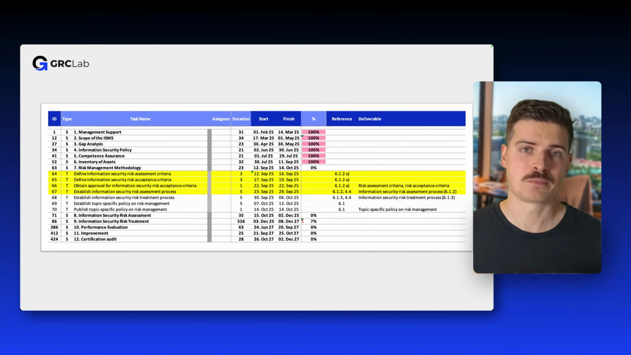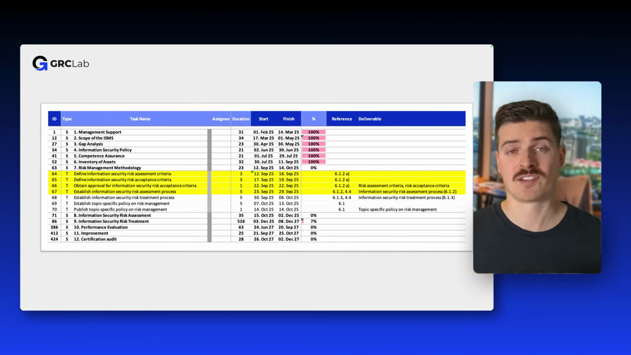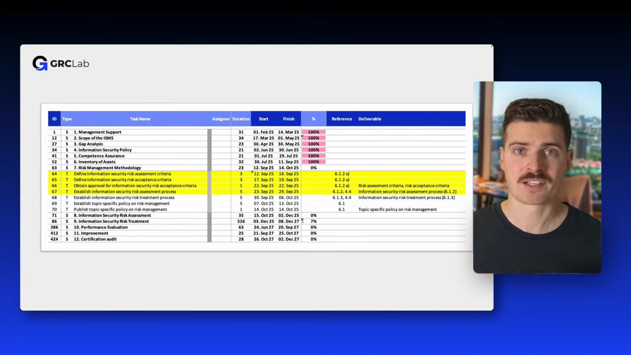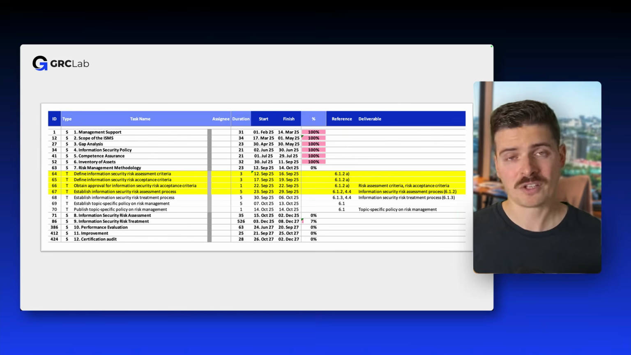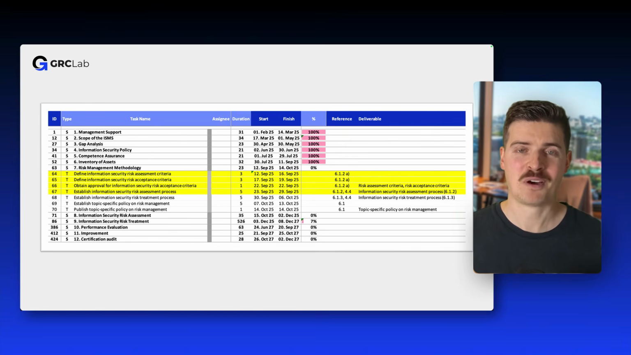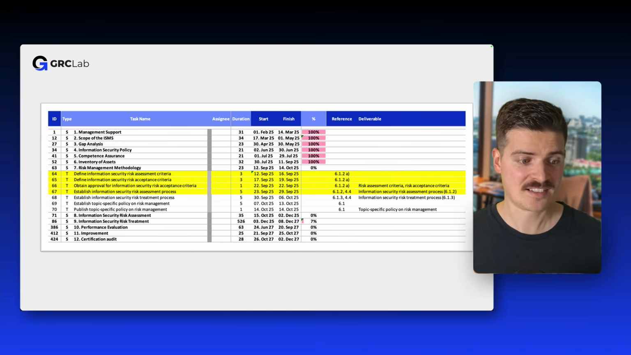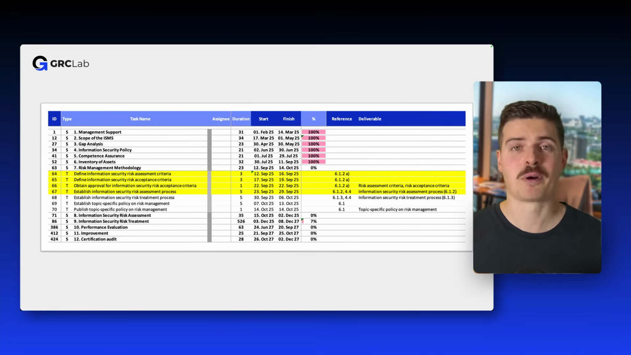Now, if you have a look at the project plan, then you'll see that in the very beginning you are supposed to determine risk evaluation and risk acceptance criteria, followed by a risk assessment process. Now, you'll notice that at the very bottom of our project plan in tasks 69 and 70, I have proposed to come up with a risk management policy.